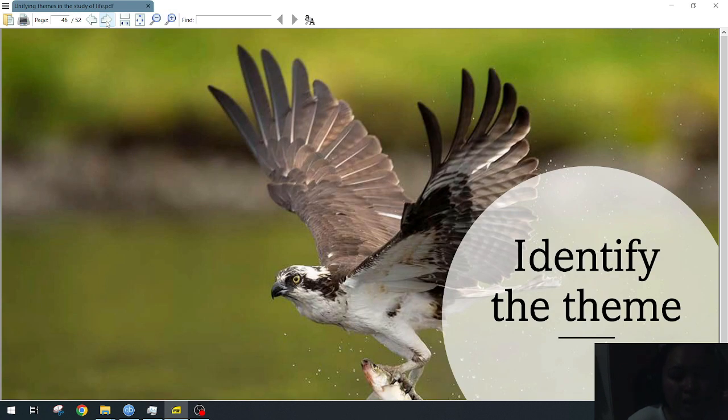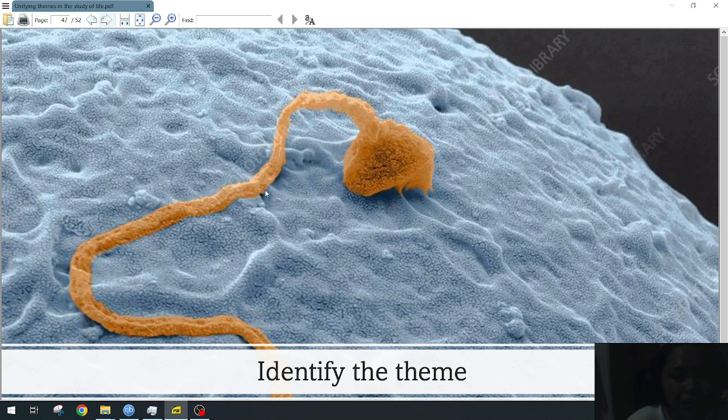Anong theme or unifying theme ito? So, 10 na yon. Sa 10 na yon, what is this? Where eagles have wings. Na ganito yung itsura. Okay? Another. This is actually a sperm cell in an egg cell. So, the theme here is reproduction. Okay?